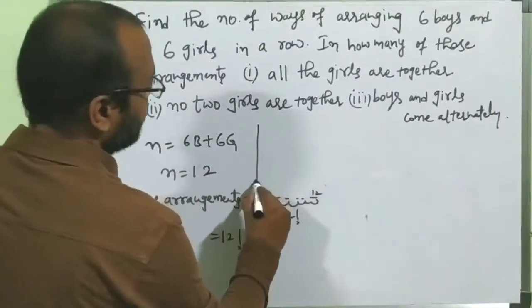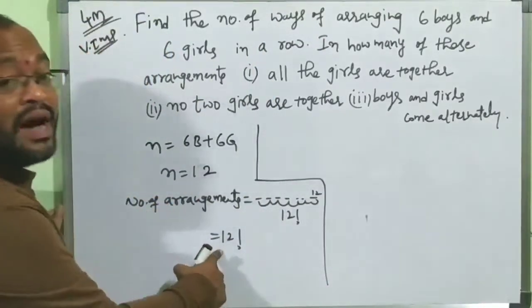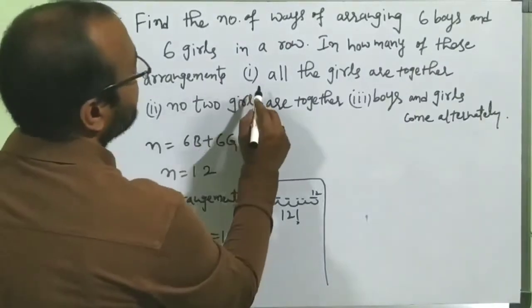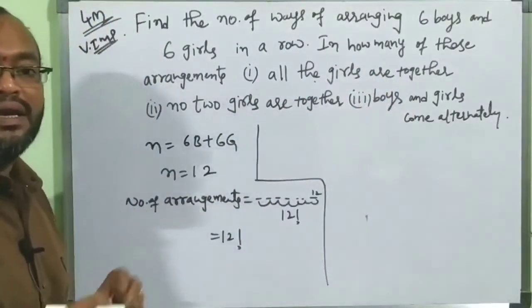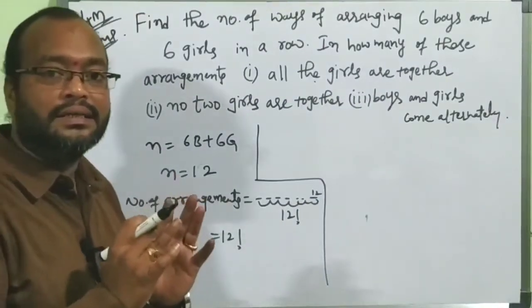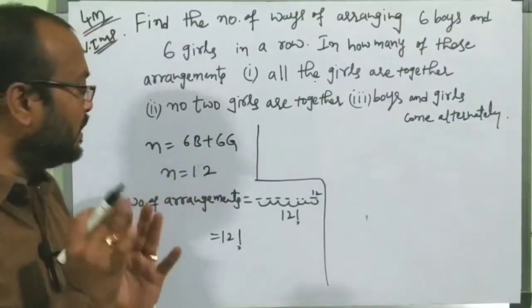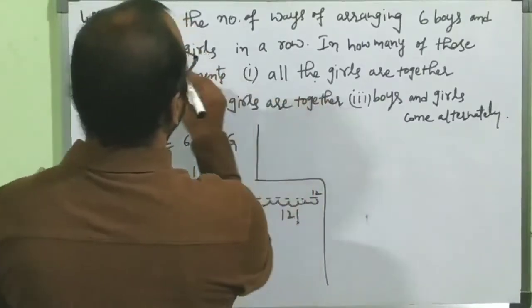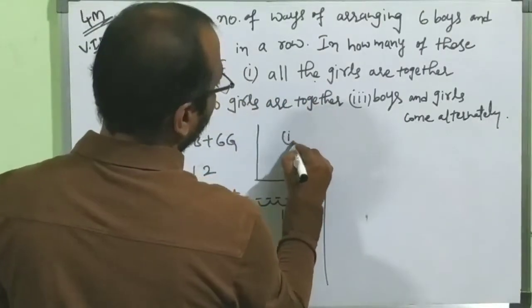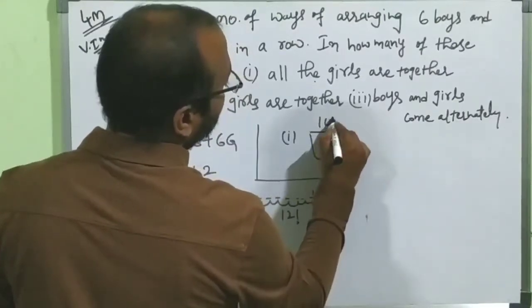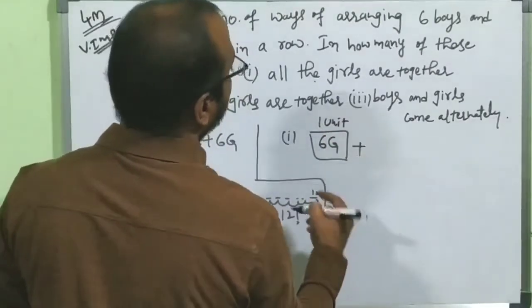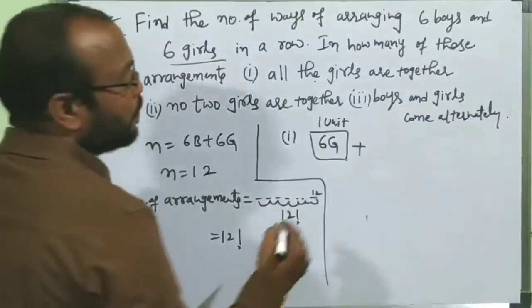Right. What he says here, in these 12 factorial arrangements, the first condition is what? All the girls are together. I told you, whenever together is there, we can consider all girls as one unit. How many girls are there now here? 6 girls. First consider 6 girls as one unit. Plus, how many persons remain? 6 boys are there.